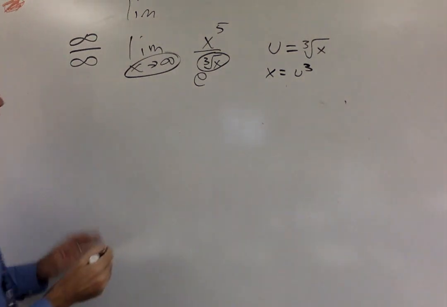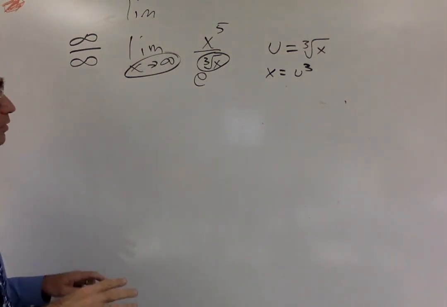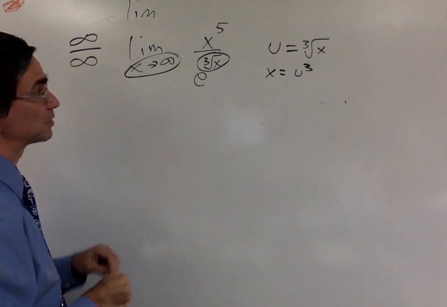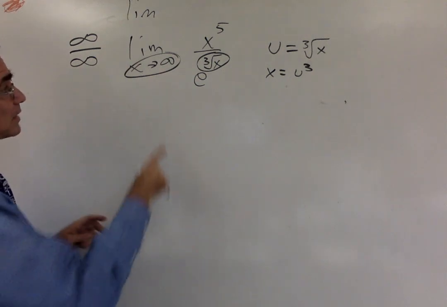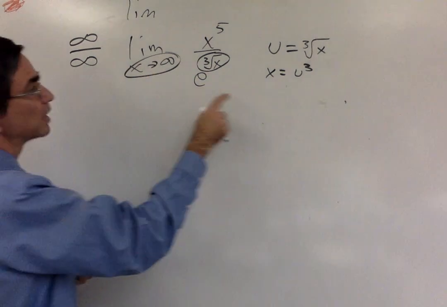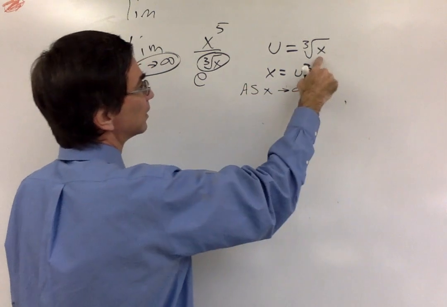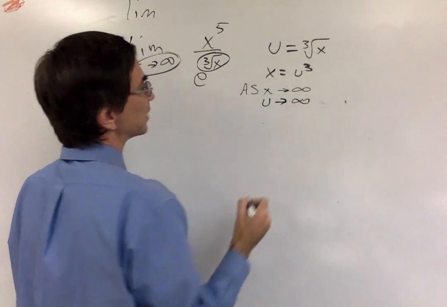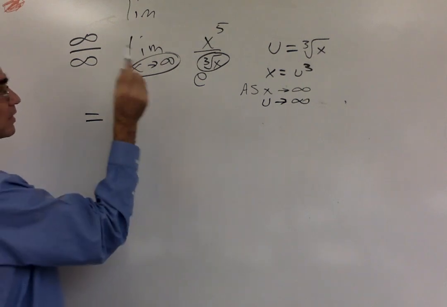And what's important, something you never have to do when you do indefinite integrals, when you're just finding an antiderivative, you don't have to worry about this when you do a u substitution or a change of variables. But you do have to worry about when you do a definite integral, and that's the limit here. So as x gets bigger and bigger and bigger, since u equals the cube root of x, u also gets bigger and bigger and bigger. So if you do that, you're ready to change all the variables.